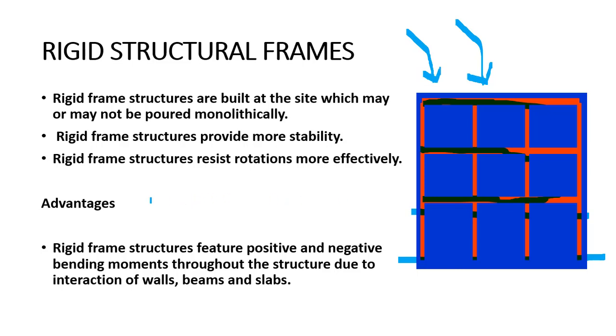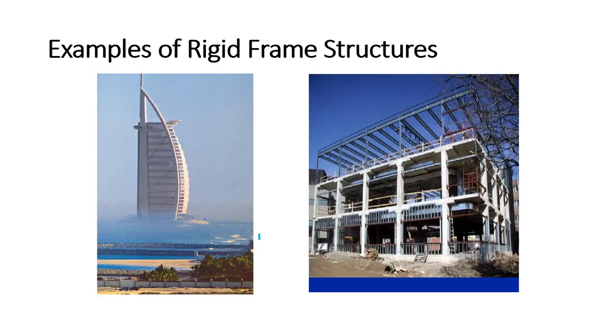The advantage is that rigid frame structures feature positive and negative bending moments throughout the structure due to interactions of walls, beams and slabs. If you are learning structure now, in part 1, part 3, part 4 I think, you should know all the bending moments and all the calculations, how it is made. These are the examples of rigid frame structures. The Burj in Dubai is a rigid frame structure.